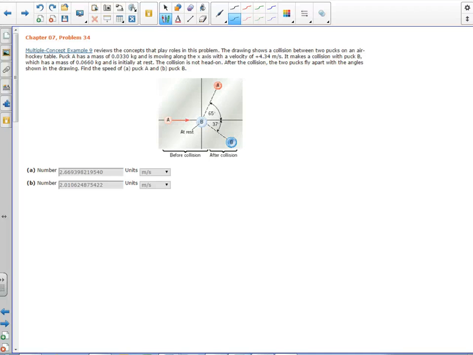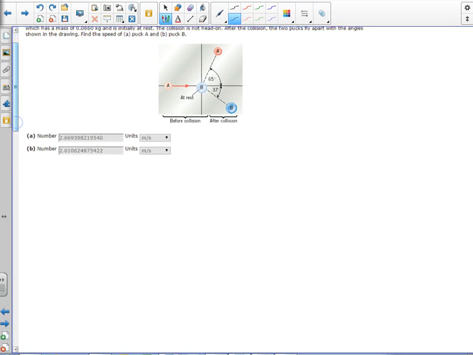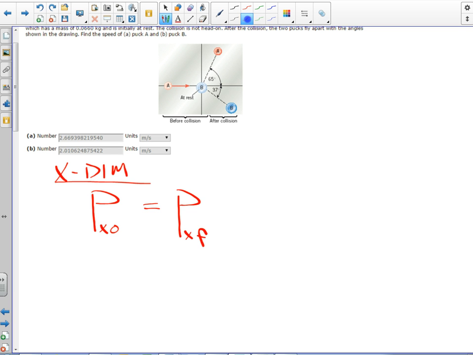Okay, so we are going to look at a collision where we have to look at the x dimension and the y dimension separately, and then maybe bring them together at the end. So we'll pick one. We'll go with the x dimension first. In the x dimension, we have the x component of our original momentum.